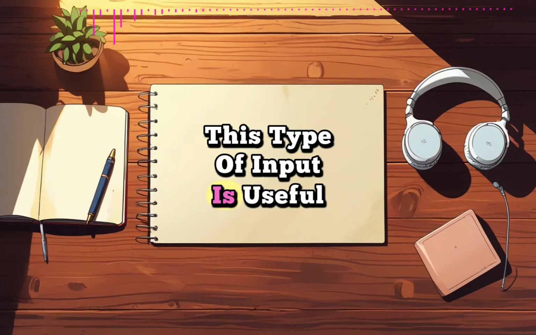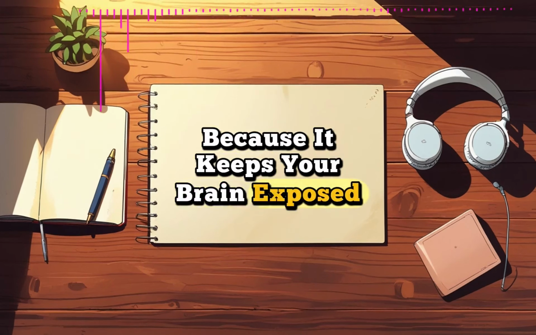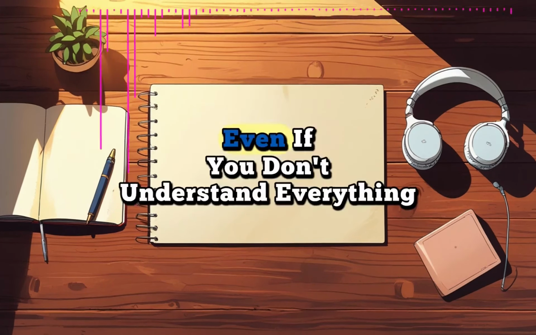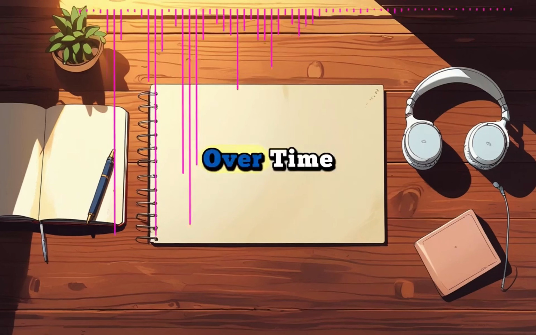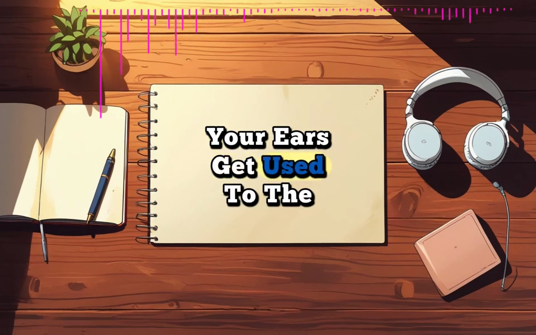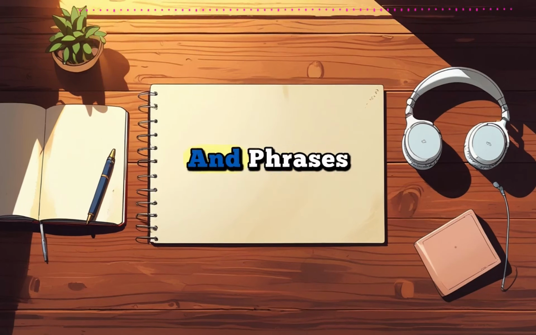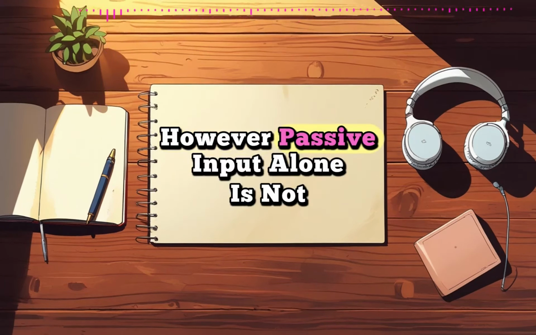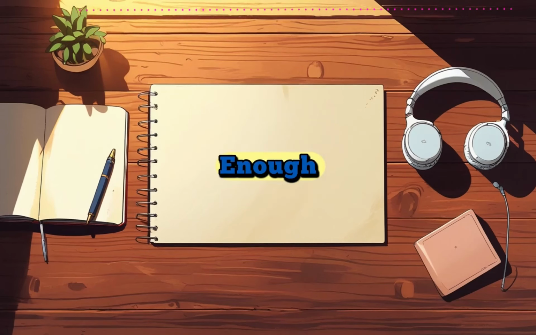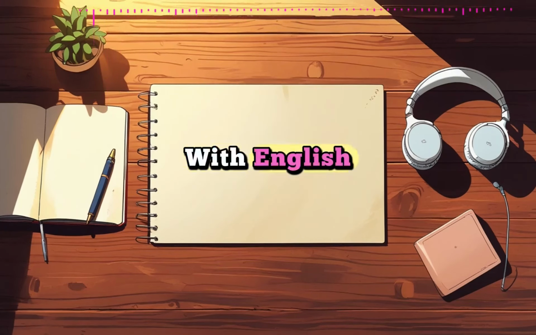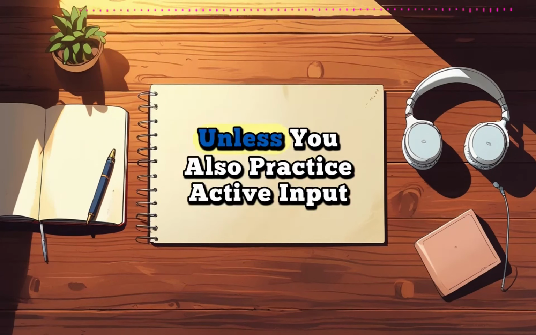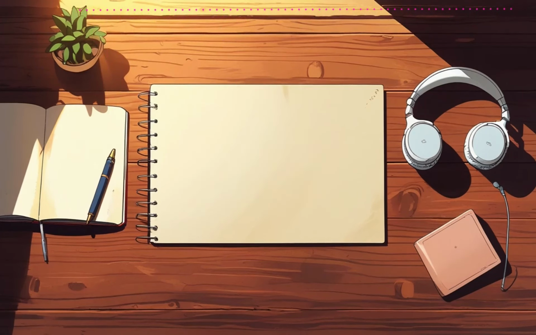This type of input is useful because it keeps your brain exposed to English sounds and rhythm, even if you don't understand everything. Over time, your ears get used to the natural flow of English, making it easier to recognize words and phrases. However, passive input alone is not enough. While it helps you become familiar with English, it won't make you fluent unless you also practice active input.